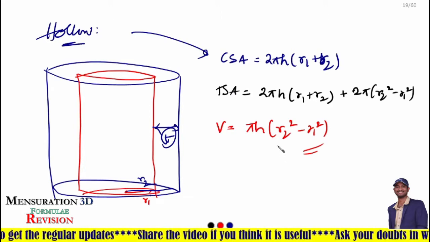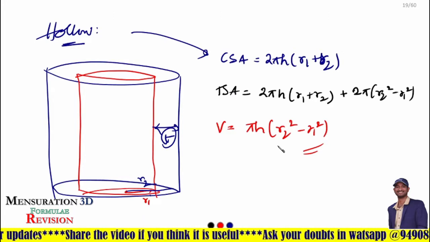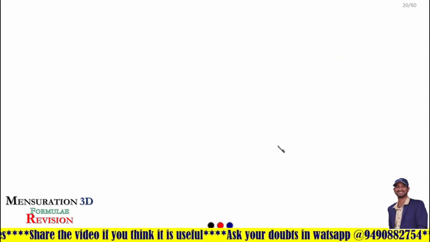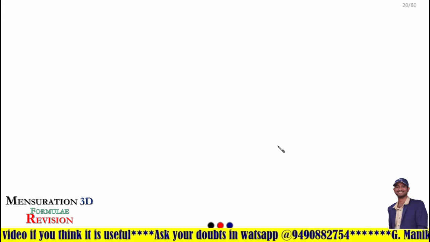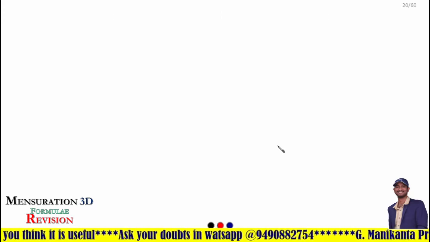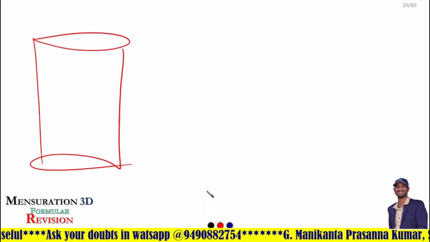Okay. Same cutting of the cylinder. Cutting is like a prism only. What is the difference between a prism and a cylinder? If the base of the prism is a circle, then it is called a cylinder. That's it. Okay. When you talk about cutting of a cylinder, horizontal cutting.